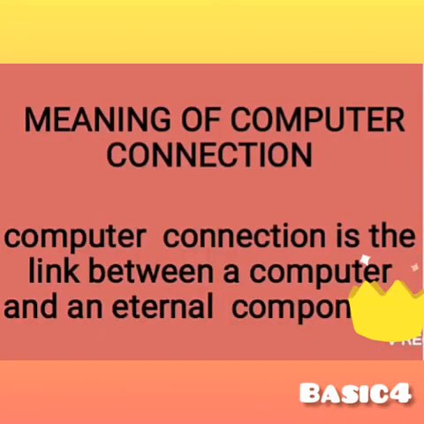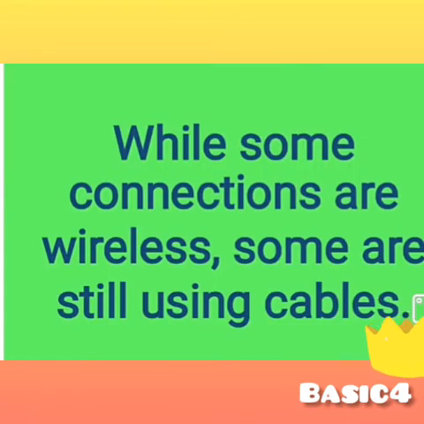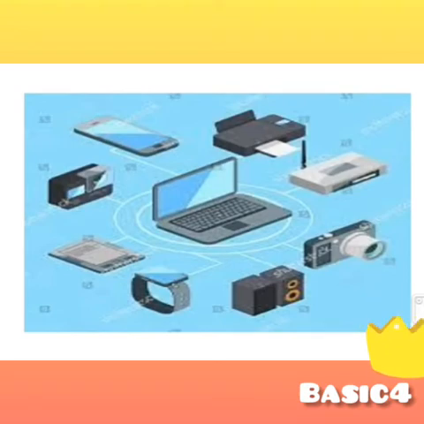Now let's look at the meaning of computer connection. Computer connection is the link between a computer and an external component like keyboard, mouse, printer, etc. And this connection can be wireless, and some make use of cables, like what we have here. In this picture, it shows wireless connection. If you look at it very well, you see that there is no cable linked to the system, but all the external components are connected to the system.